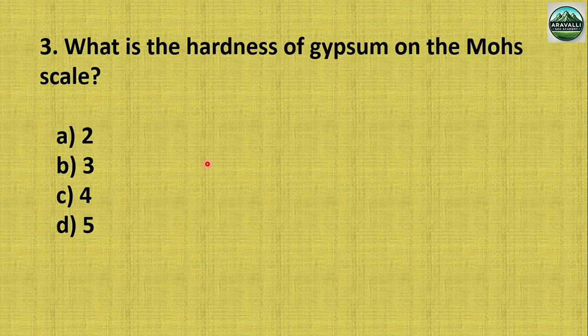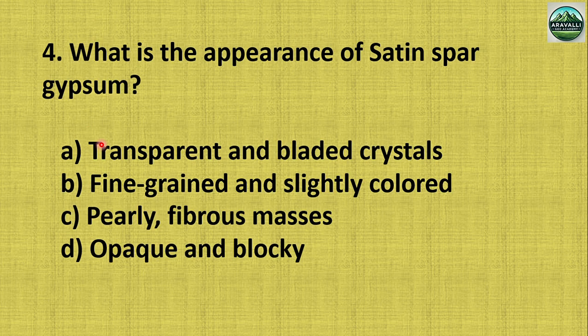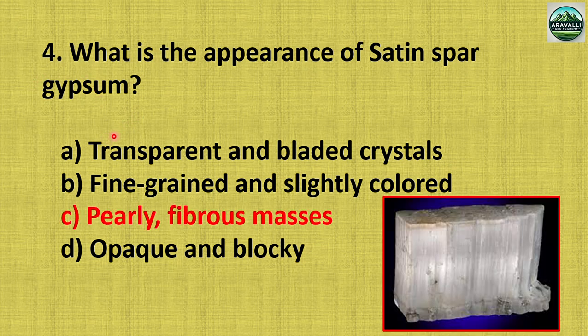Next, what is the hardness of gypsum on Mohs scale? So the hardness of gypsum is 2. Now what is the appearance of the satin spar in the gypsum? So we know satin spar is the fibrous variety of gypsum. See, this is the fibrous variety of gypsum.